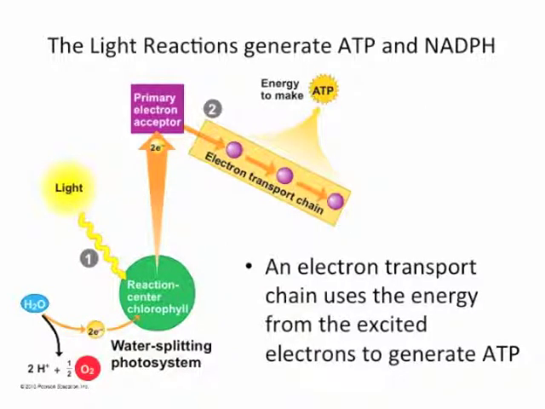So that highly energized electron that's in the primary electron acceptor is going to enter an electron transport chain. The electron transport chain is going to generate ATP. And the way it's going to generate ATP is the same way we saw in cellular respiration. You have pumps that are going to take hydrogen and they're going to pump it across a membrane to create an ion concentration gradient.